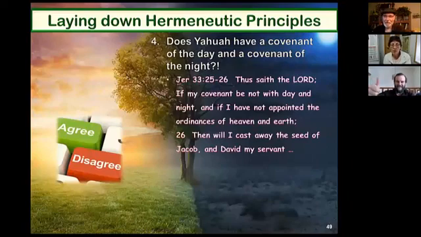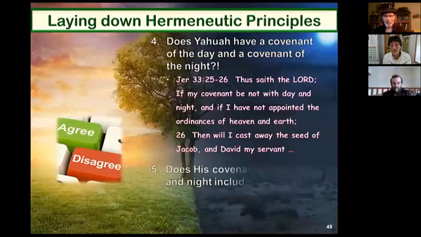We've gone over the verse in Jeremiah 33:25-26. Actually, there's a whole bunch of verses here, but let's look at these. Thus saith Yahweh, if my covenant be not with the day and the night, and if I have not appointed the ordinances of heaven and earth, then I will cast away the seed of Jacob and David my servant. That is serious. So his covenant of the day and the night is very serious.